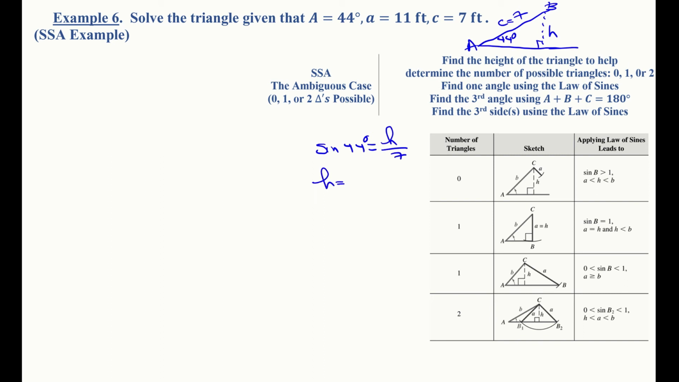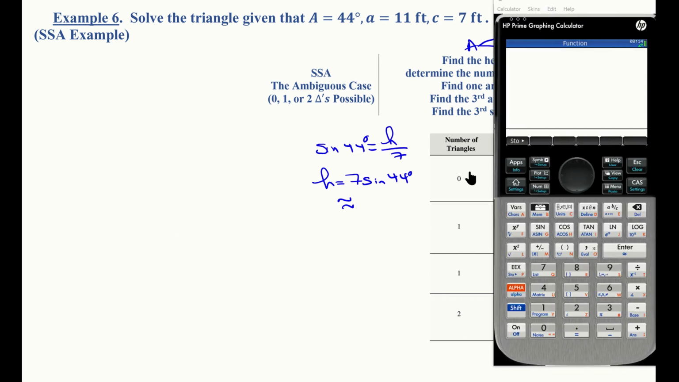So h equals 7 sine of 44 degrees, which is approximately, let's bring up the calculator. All right, so 7 times sine of 44, so approximately 4.9.